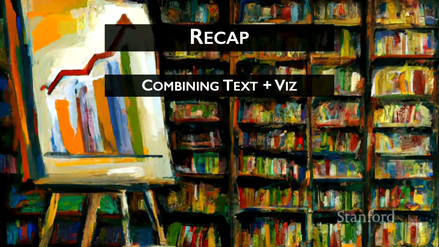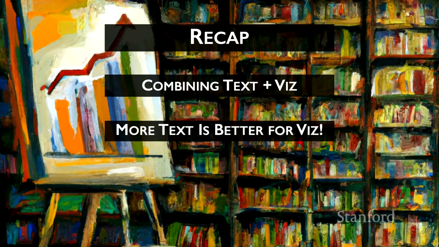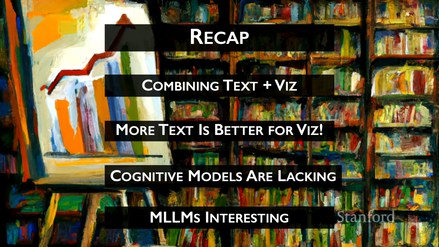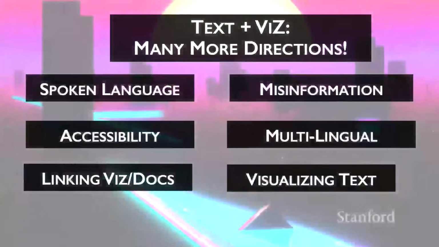Okay, so to recap, I've talked about combining text and visualization. I've shown that more text is better for visualization, assuming it's proper text. Cognitive models are lacking for explaining this interaction. And MLLMs are kind of interesting for thinking about this intersection. There's other directions like spoken language, accessibility, linking visualization and documents, misinformation, multilingual, and visualizing text itself. But I don't have time for that.